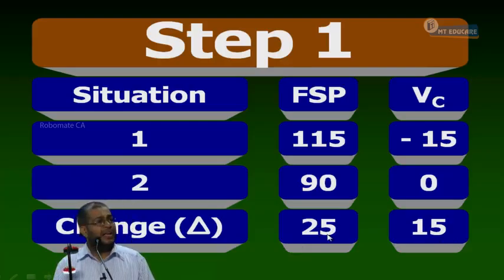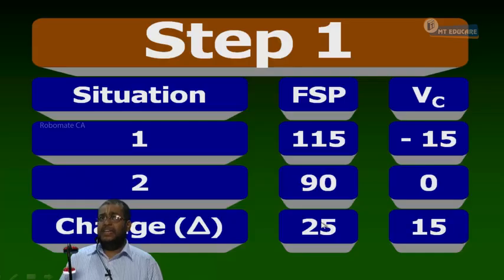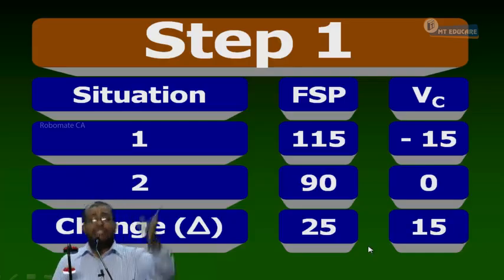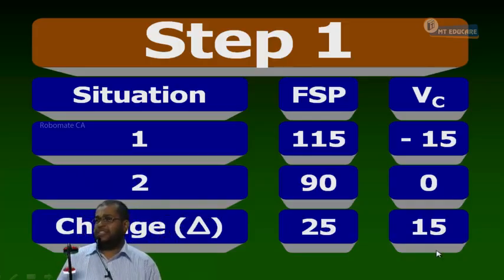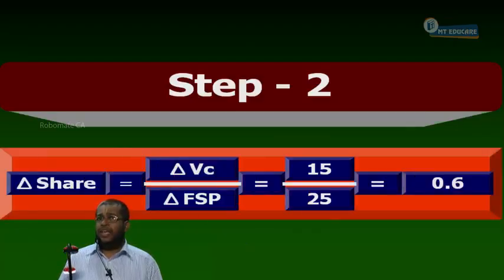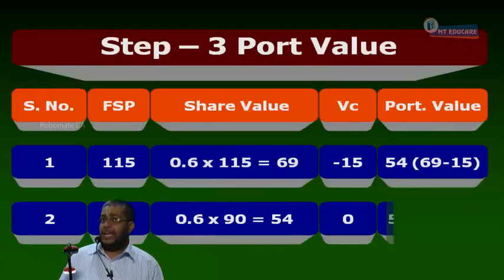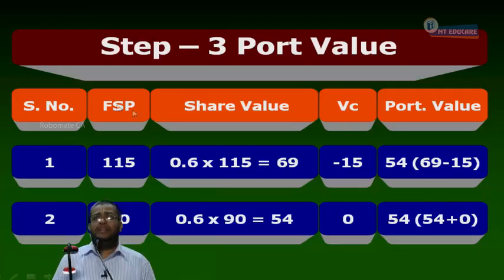For a 15 rupees change, the share price volatility is how much here? 25. The volatility is 25 for a 15 rupees change. In such a case, 15 by 25. All these are expected changes. The change can be either 25 or 15. The 15 to 25 ratio is 0.6. Hence I hold the delta shares. If I hold delta shares only, my portfolio will become stable.